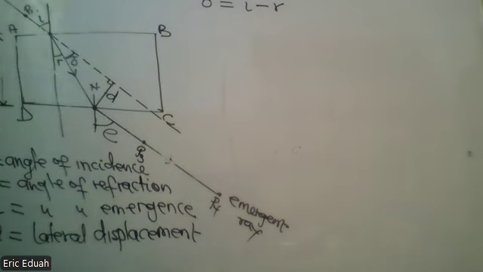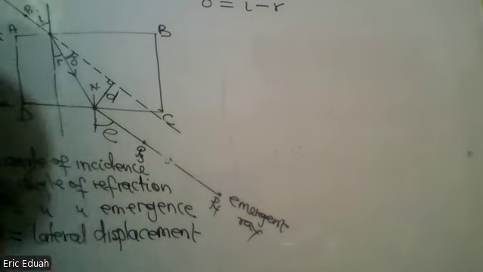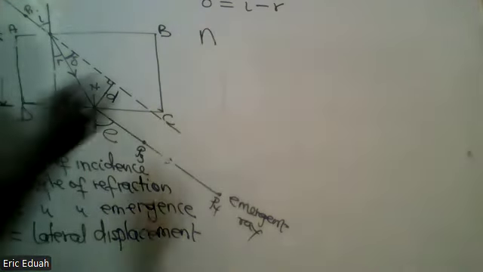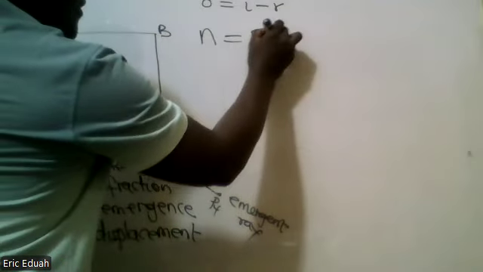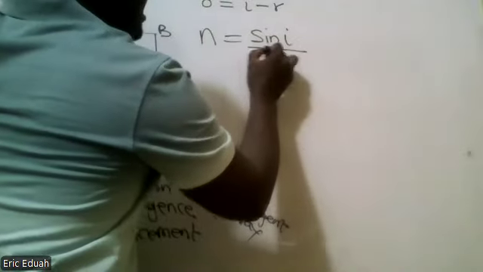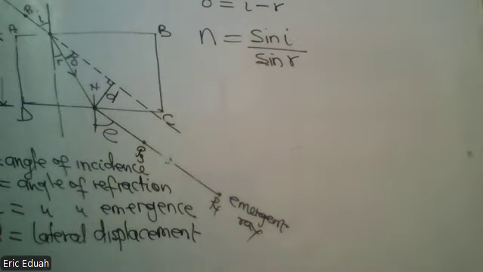Okay, so let's look at the theory we can derive out of this. Questions can be such that you calculate for d and then determine the refractive index, and so on and so forth. Snell's law is equal to sine of i, angle of incidence, divided by sine of r, angle of refraction. That is the refractive index.